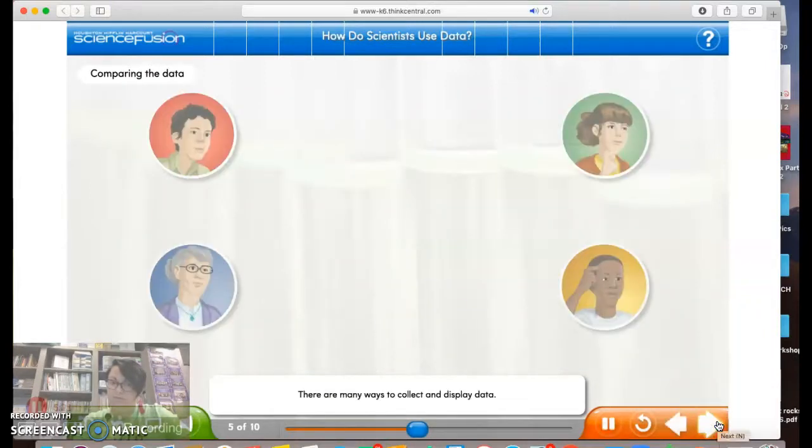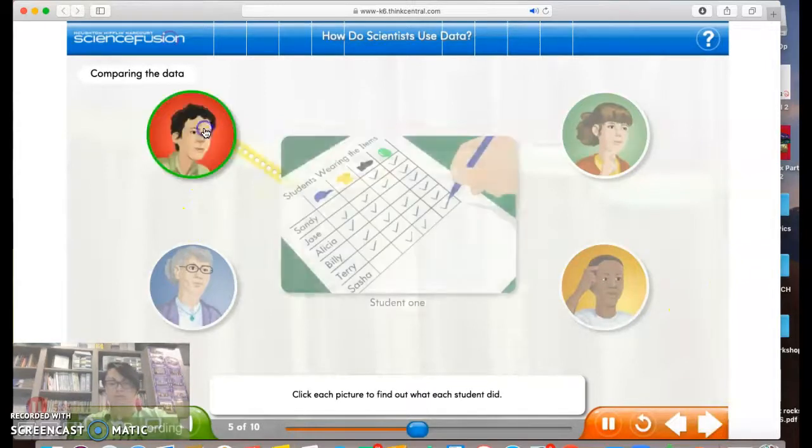There are many ways to collect and display data. Different people may do this in different ways. Let's see how 3 student investigators collected and organized the data. Click each picture to find out what each student did.